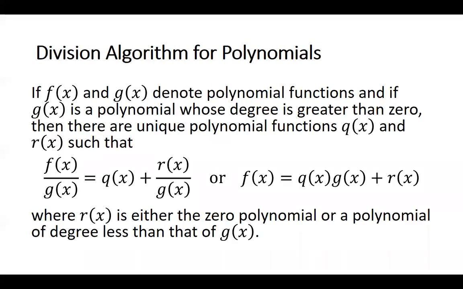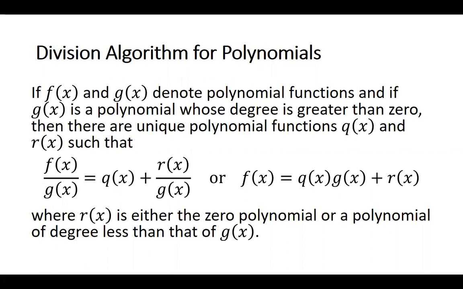If f of x and g of x denote polynomial functions, and if g of x is a polynomial function whose degree is greater than 0, meaning that it's not a constant, then there are unique polynomial functions q of x and r of x such that f of x over g of x is equal to q of x plus r of x over g of x, or f of x is equal to q of x g of x plus r of x, where r of x is either the zero polynomial or a polynomial of degree less than that of g of x.